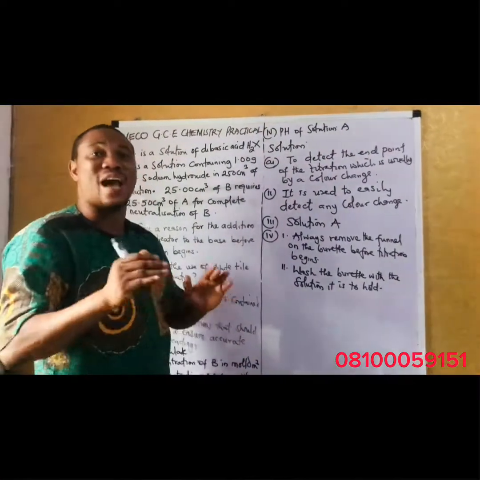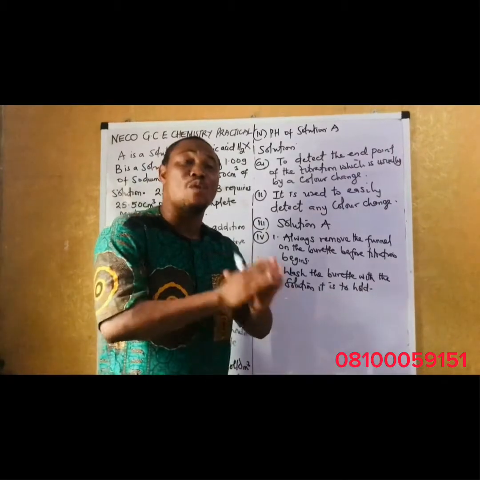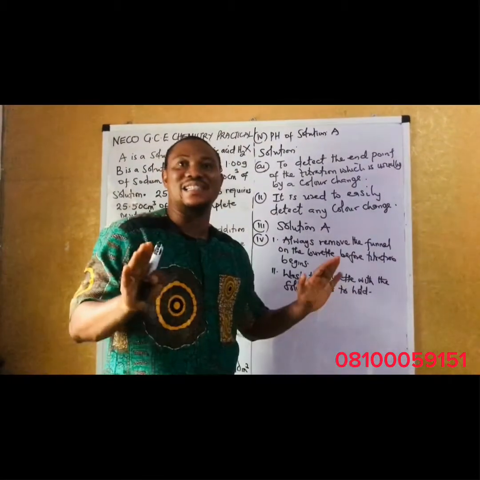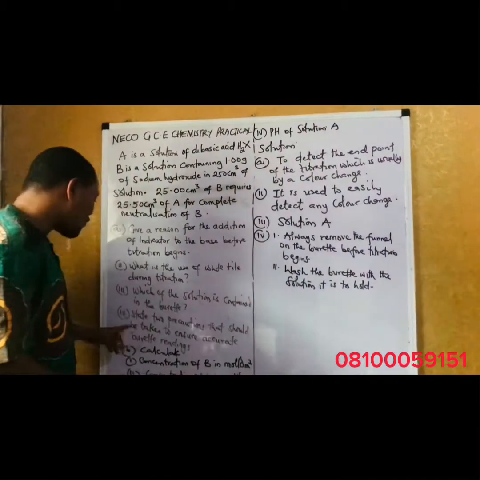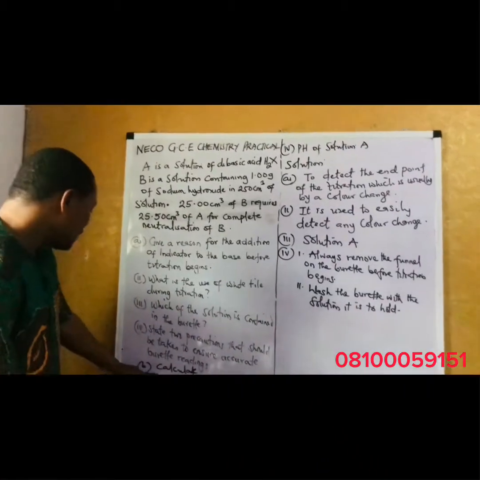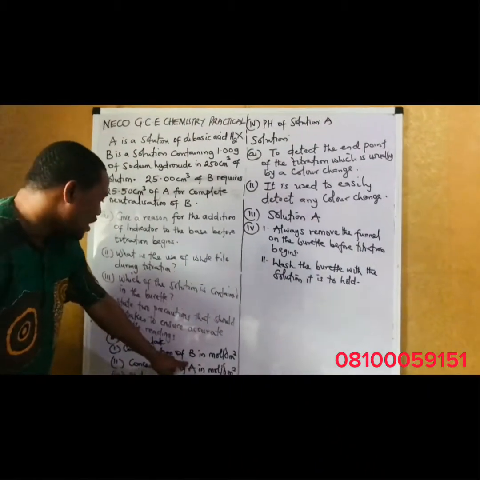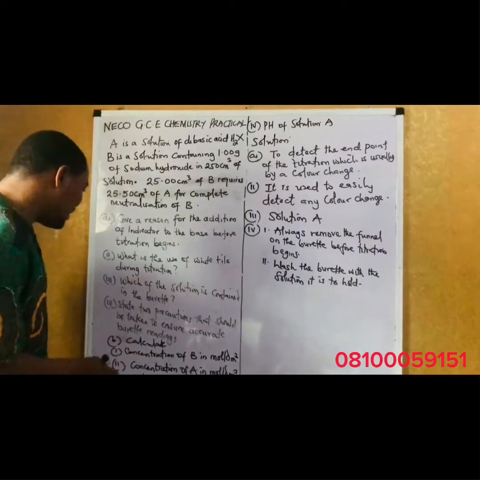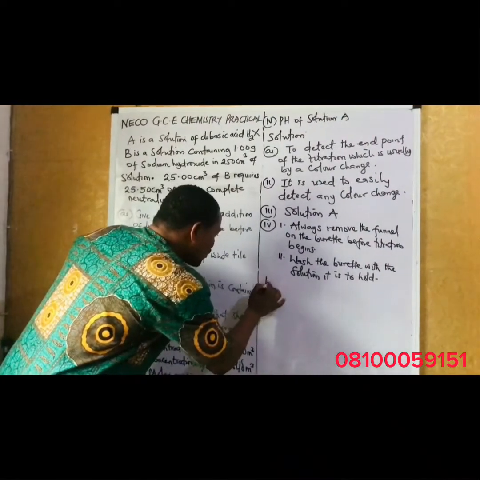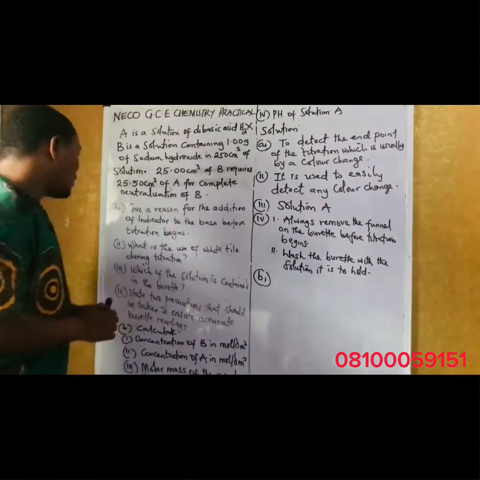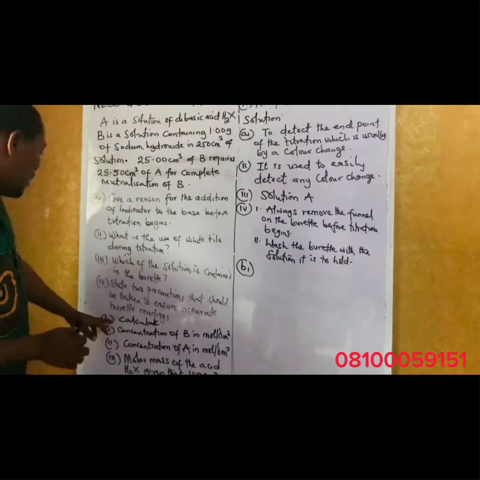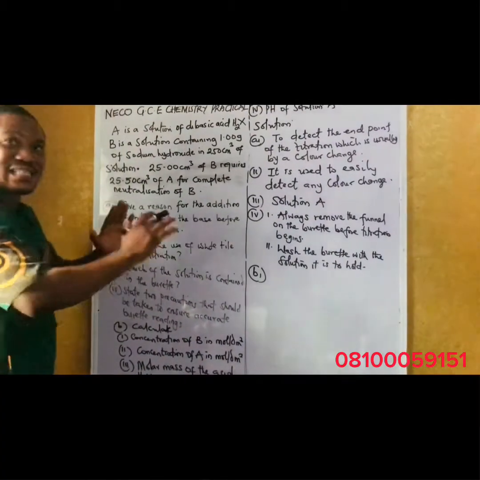And that's the reason why I said alternative to practical is much easier than carrying out the practical. So from here now, I say calculate 1. Concentration of B in mole per dm cube. So we are going to B now. The concentration of B in mole per dm cube. Okay, now let's start our calculation now.